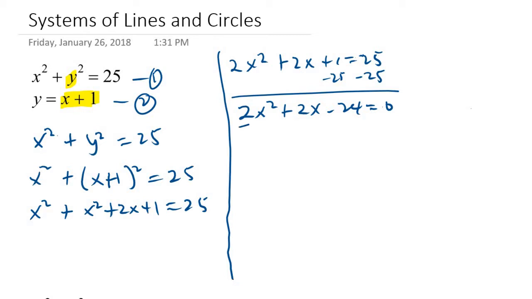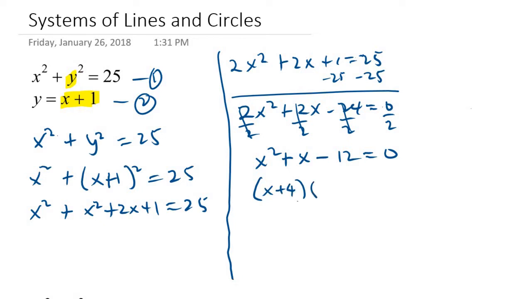And then we can divide every term by 2, which will lead us to x squared plus x minus 12 equals 0. We can factor this as x plus 4 times x minus 3 equals 0. Let's write that properly: x equals negative 4 or x equals 3, using the zero product property.